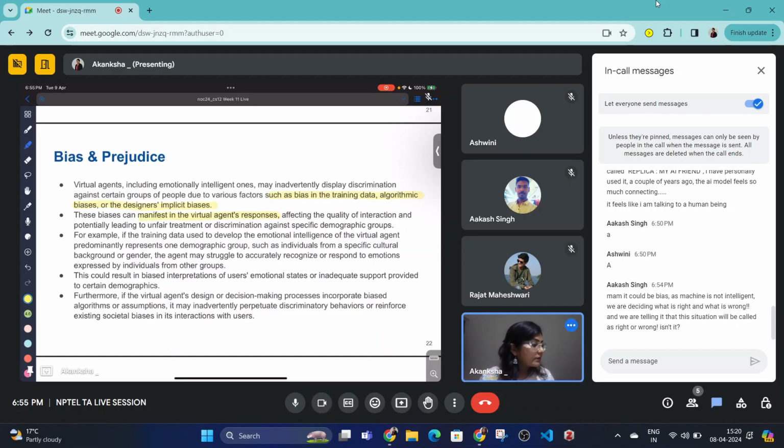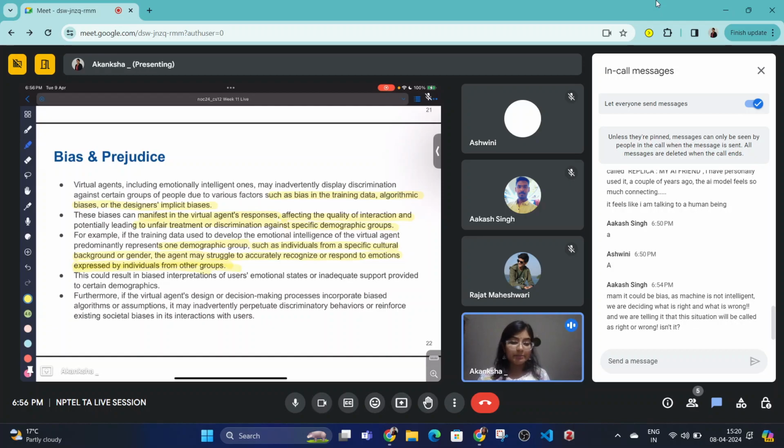Now, it affects the quality of interaction, potentially leading to unfair treatment or discrimination against specific demographic groups, right? If the training data used to develop emotional intelligence comes predominantly from one demographic group, such as individuals from a specific cultural background or gender, the agent may struggle to accurately recognize or respond to emotions.